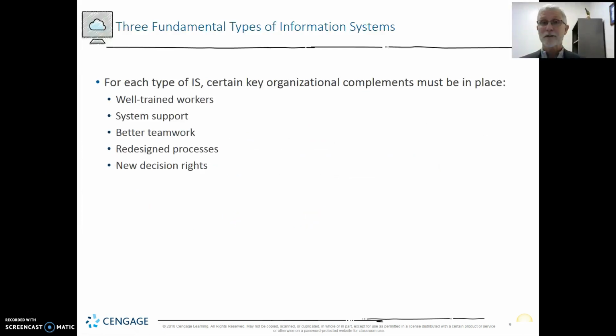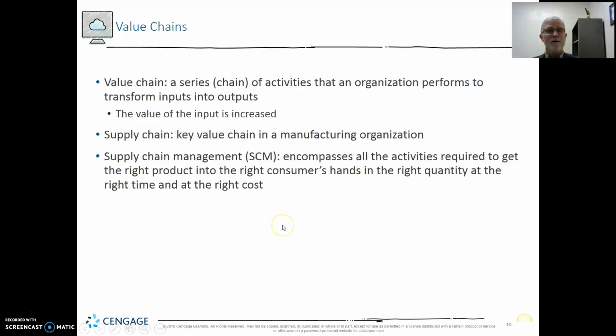What are some key characteristics of organizational components? I have to make sure the workers are trained. I have to make the system support people working together as a team. We find ways of fixing problems and redesigning processes, because a static system never works. And then what do I do with new decisions and new processes?